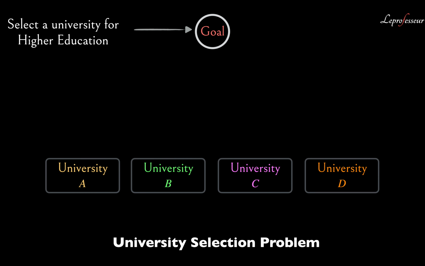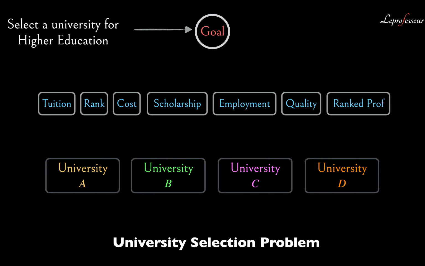Now, how do I choose? I may have different criteria. For example, tuition fees. Which university can I afford, based on my financial situation? Rank. What is the global rank and what is the local rank of that university, or how universities are ranked within the country? Or let's say if the country is big, how the university is ranked within the state.